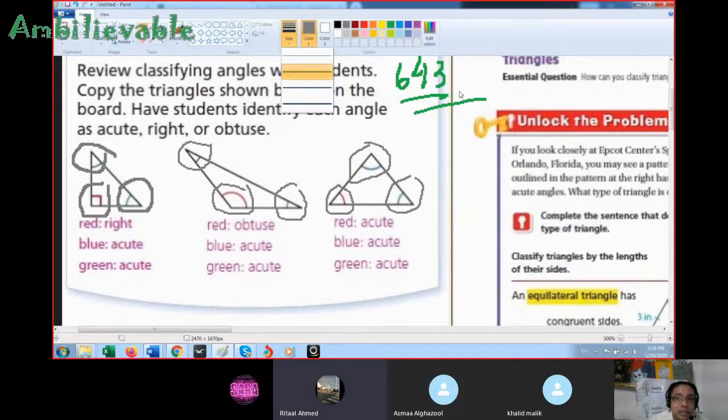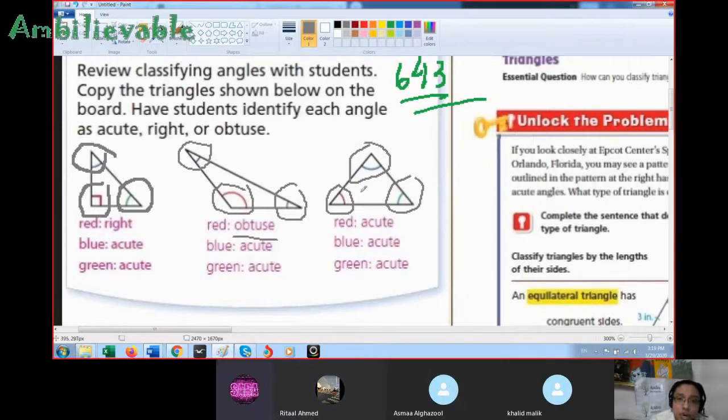Is it for 643 or something else? Listen first, 643. This is not in your book. That's why I'm discussing it. Okay, this one. Look at this one. The red one is obtuse. Blue and green are acute. And this one, if all acute, okay, it is an equilateral.